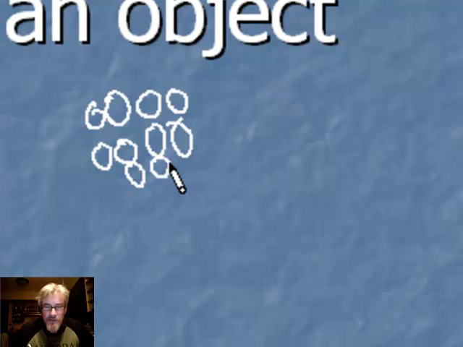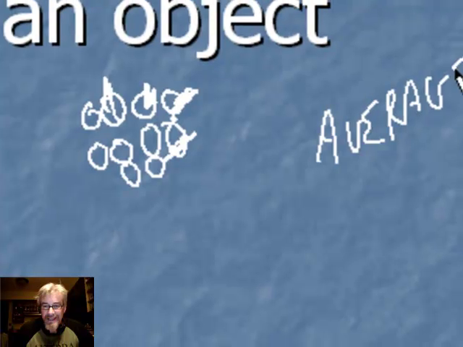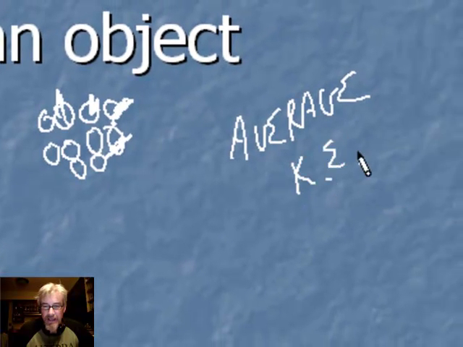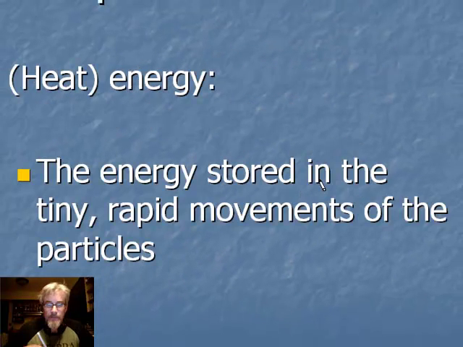But they're not stationary. They're all jiggling around constantly, moving back and forth, back and forth. When it gets cold, they jiggle around slow. When it's hot, they jiggle around faster. And so the average of all the kinetic energies, KE, or energy of motion, that's what temperature really is. Heat is the total amount of all the energy that's stored in the tiny, rapid movements of all those particles.